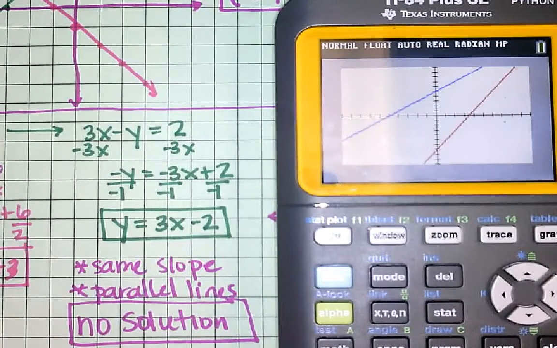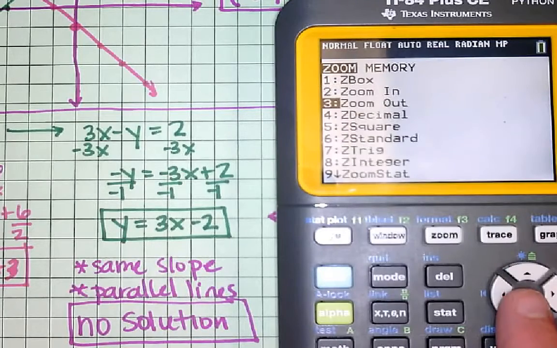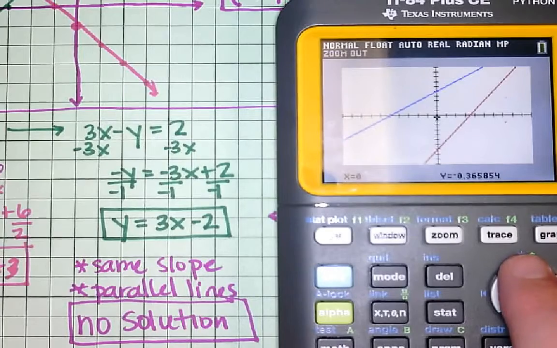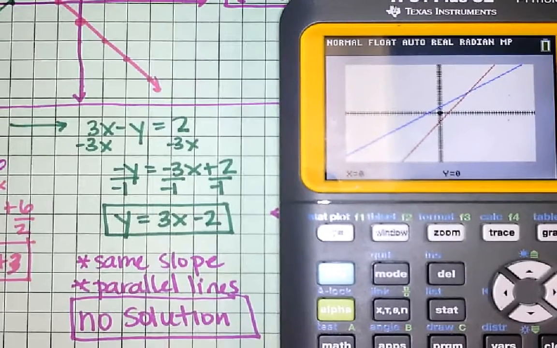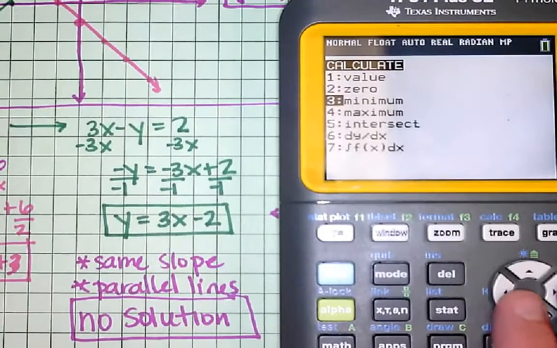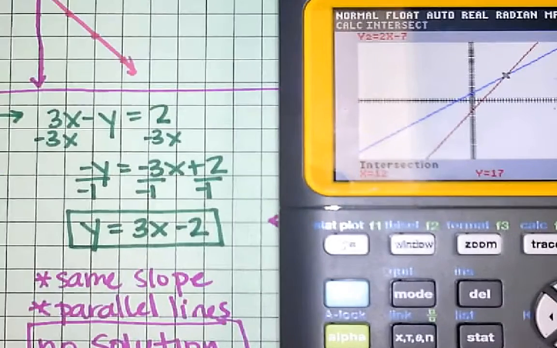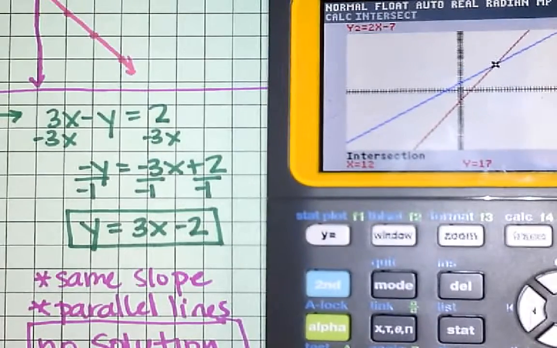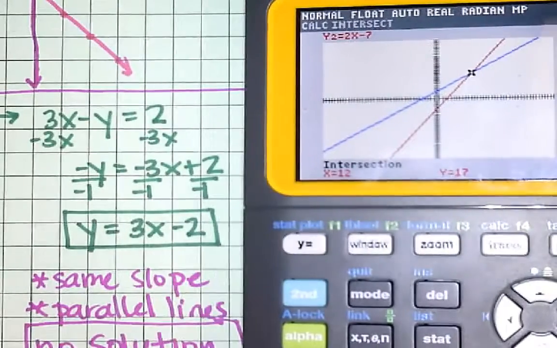So then if we go here and we zoom out, and I'm going to zoom out based on the center here. Let's see. Now do we see where they intersect? Yes. So we can do second trace, intersection, enter, enter, enter. And it gives you, this particular one has an intersection of 12, 17. Do y'all feel good about that? About being able to find that even when you don't see it right away. Does that make sense, guys?